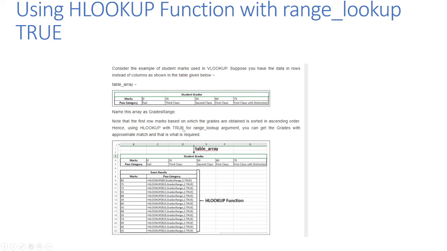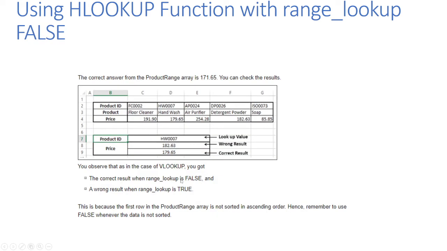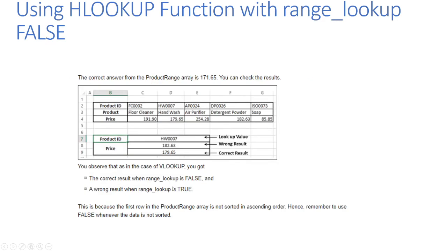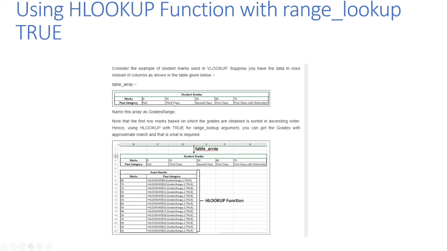So approximate match. Yes. So sorry for that, because here we are doing the exact match. Sorry for that. I was confused. So since we're going to get the exact match, so we use false. So the false one will get the correct value, but this one is 179.65, not 171. Okay, and here we'll be doing an approximate match. So this time we should be using the true value.